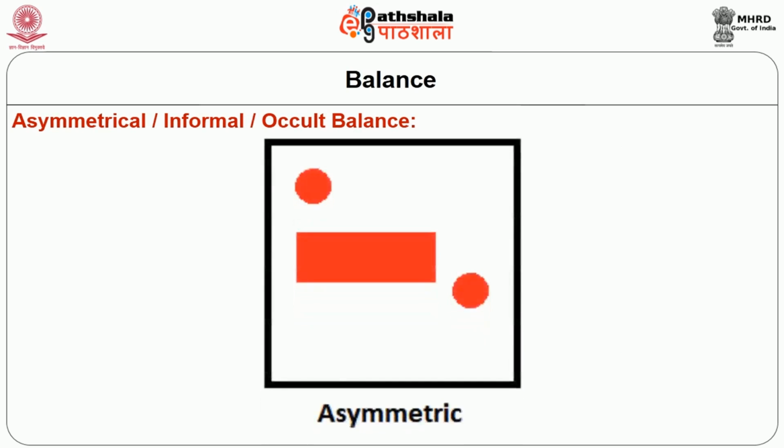Asymmetrical, informal or occult balance. In order to achieve an asymmetrical, informal, occult balance or optical balance, the objects on either side of the center or imaginary center should be different. Asymmetrical balance should be obtained when visual weightage or visual force are equal but not identical.